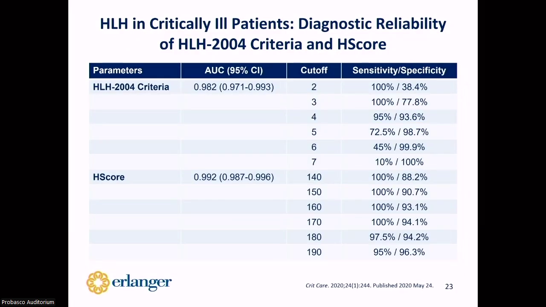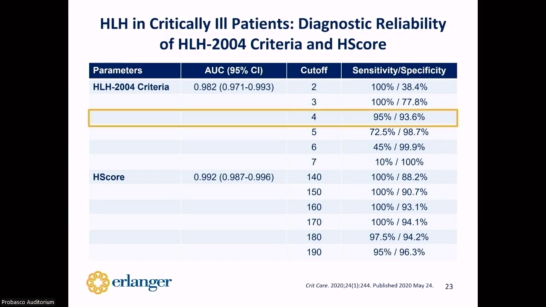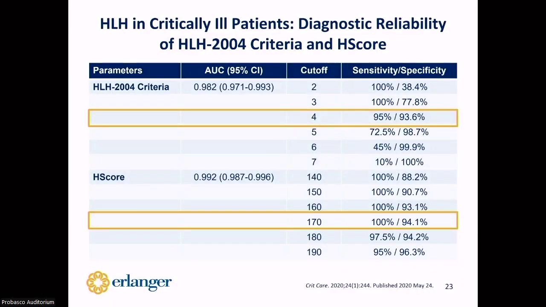So here are their results. To orient you to this table, essentially what they're doing is looking at the sensitivity and specificity based off the cases versus controls. What we see here is that the HLH 2004 criteria had the highest sensitivity and specificity at a score of 4, which is lower than what's traditionally accepted. And for the H-score, it had the highest sensitivity and specificity, so 100% and 94% respectively, at a score of 170. So what we learned is that, not any surprise to me, the H-score had a slightly superior prediction accuracy.